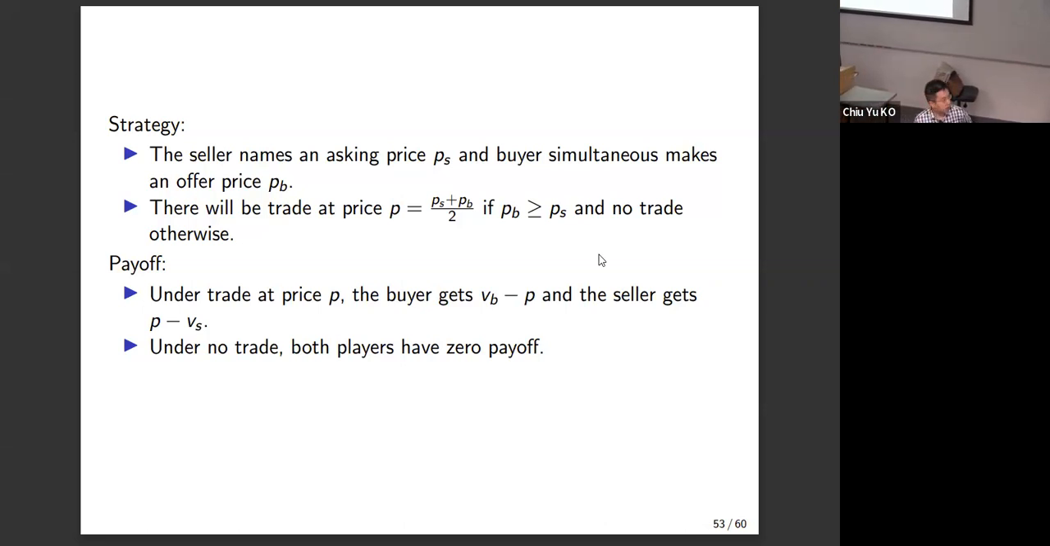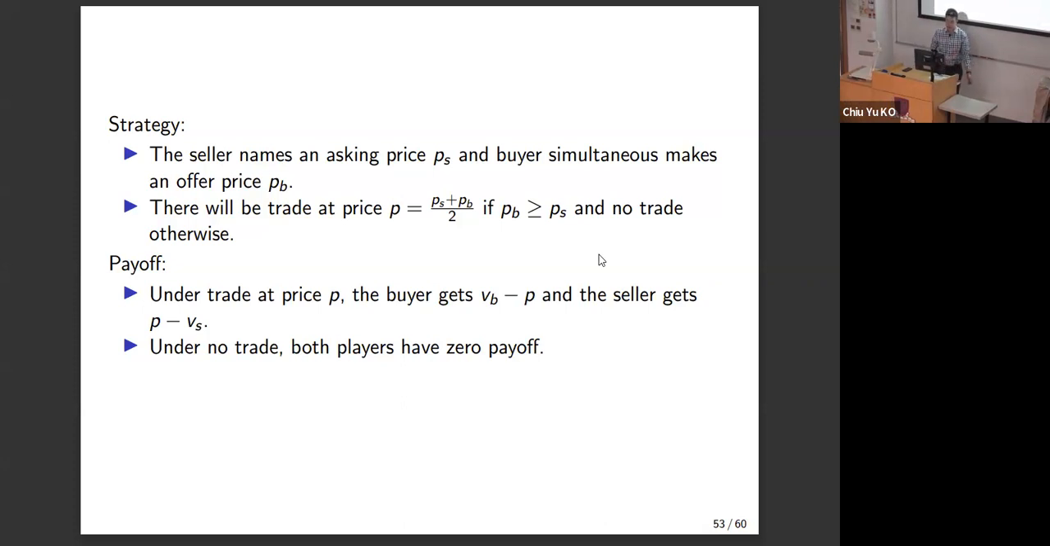The middle one is not really crucial. Anything in the average will be fine. It's not something crucial, and actually you can change all the proofs here, just make any fraction be fine. But you can imagine that the buyer and seller are symmetric, so basically this ends up in the middle. And what's the payoff here? Of course, it's quasi-linear, so the buyer gets the valuation minus the price, and the seller gets the price minus the valuation. Just standard. And if there's no trade, both players have 0 payoff.